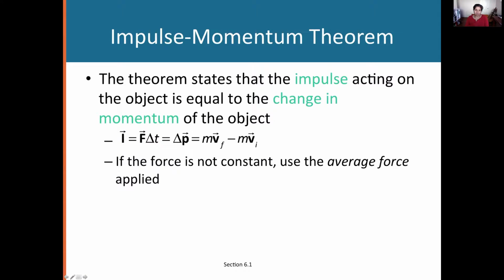Impulse momentum theorem, we're just going to read it. The theorem states that the impulse acting on the object is equal to the change in momentum of the object. So it's basically the definition of impulse. Here it is again, right? And remember, whenever we're doing this, we're going to do final minus initial. So final momentum minus initial momentum.